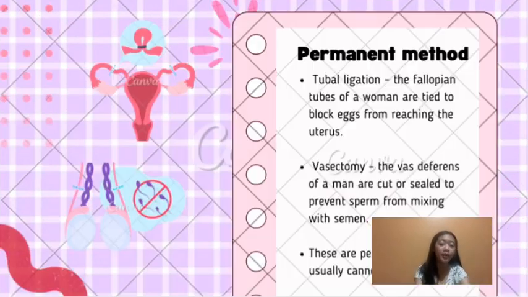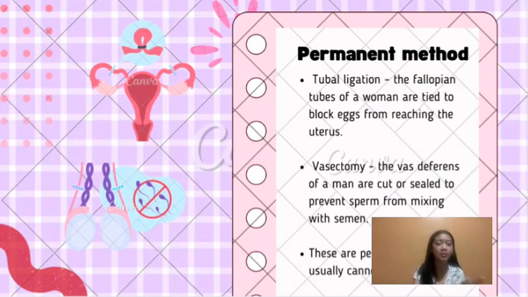And we have permanent methods. So duha ra ni siya kabuok. For women, we have tubal ligation. The fallopian tubes of a woman are tied to block eggs from reaching the uterus. And for men, we have vasectomy. The vas deferens of a man are cut or sealed to prevent sperm from mixing with semen.